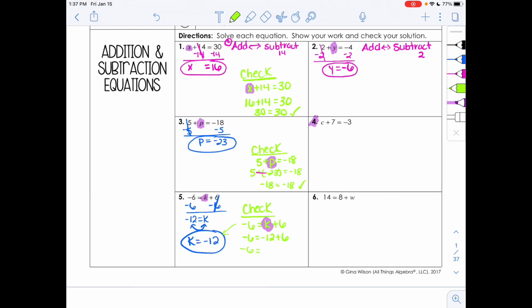So our signs are different here. So because our signs are different, we subtract. 12 minus 6 is 6. And keep the sign of the bigger number. 12 is bigger and 12 is negative, so we keep that negative. And we get a true statement. Negative 6 does equal negative 6. So by checking it, I know that my answer of k equals negative 12 is correct. Go ahead and highlight number 6.